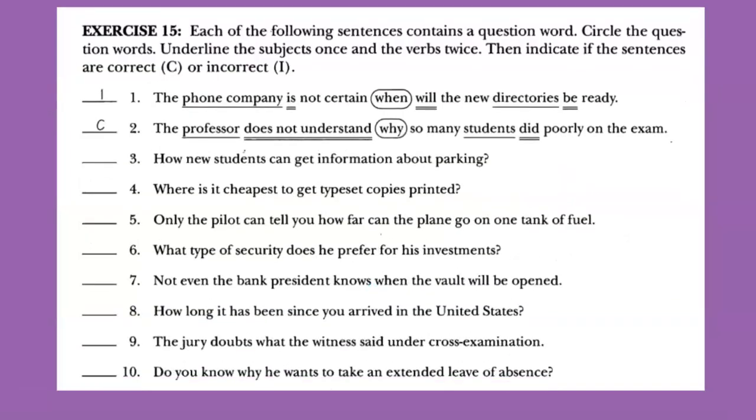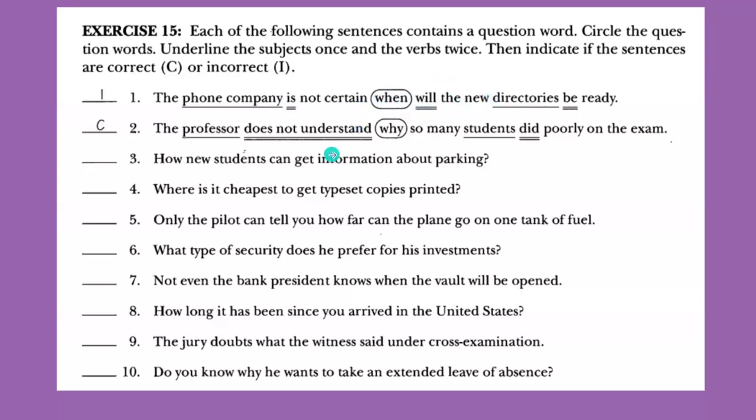Let's do this activity. It says, indicate if the sentences are correct or incorrect. Let's see two examples. The phone company is not certain when will the new directories be ready. This is incorrect because here this is not asking a question but joining another clause. So it should be: is not certain when the new directories will be ready.